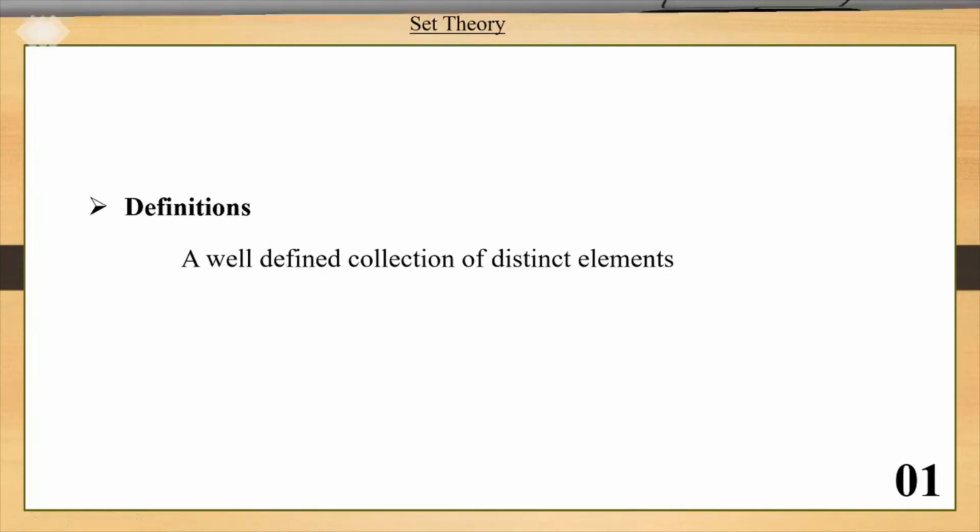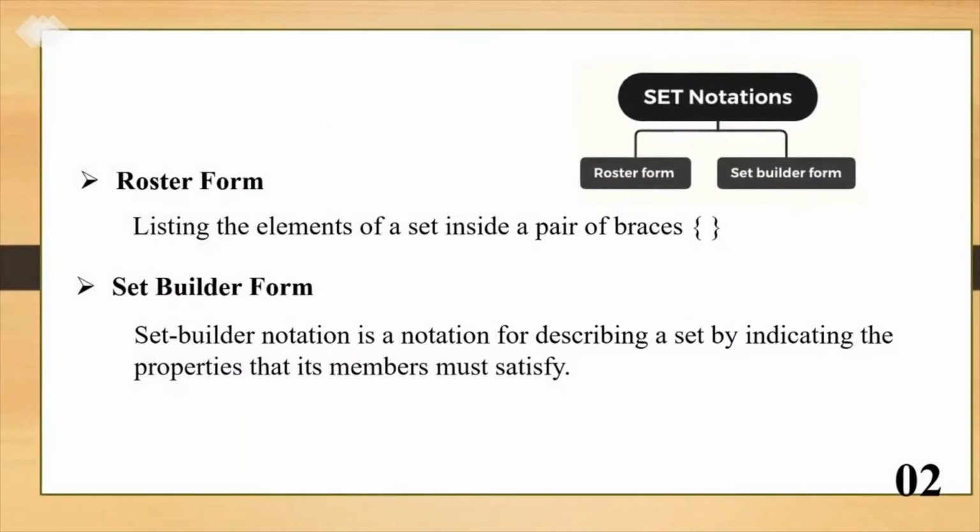If you define a set, then that set can be represented mainly in two forms. First is roster form and the second is set builder form. That is the representation of a set. We define a set in some language, and then we can write that set mathematically in two forms: the roster form and the set builder form.